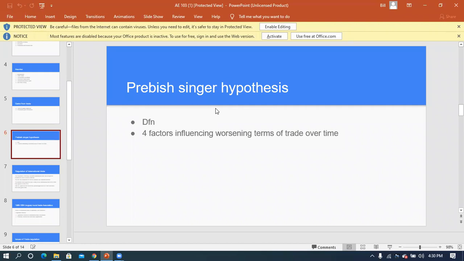Now, there are 4 factors that influence the worsening of terms of trade over time. The first factor is low income elasticity of demand for raw materials and primary products that dominate the bulk of exports by developing countries. Developing countries are always exporting raw materials to developed nations, for instance.